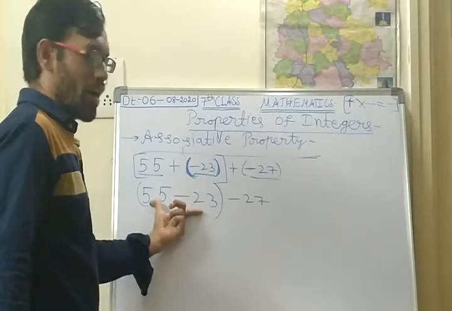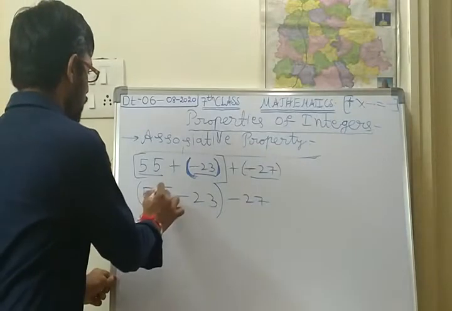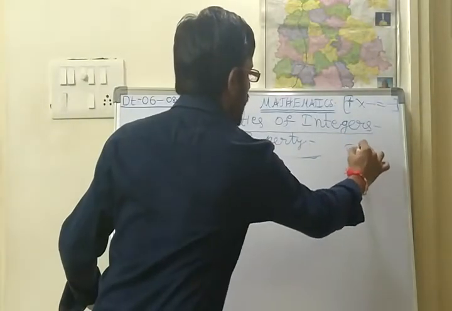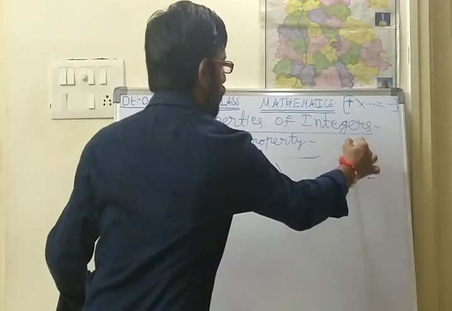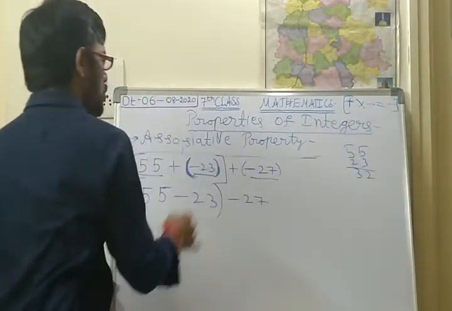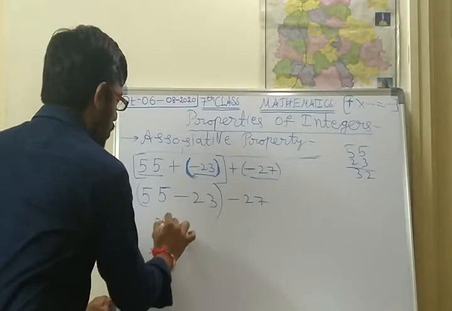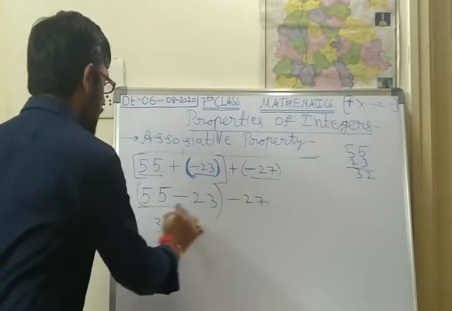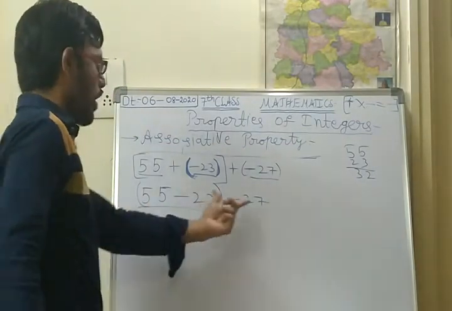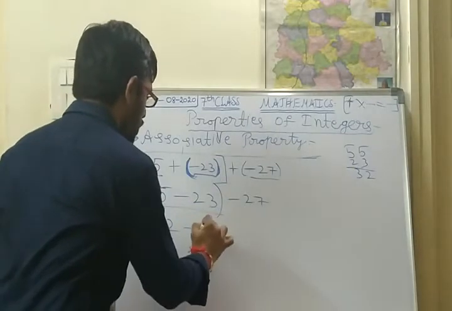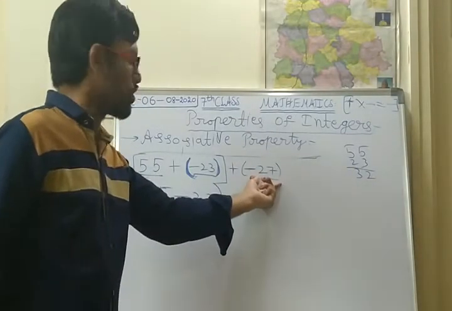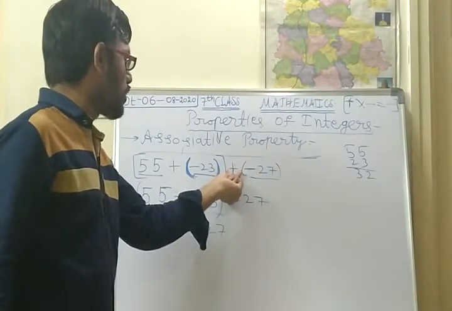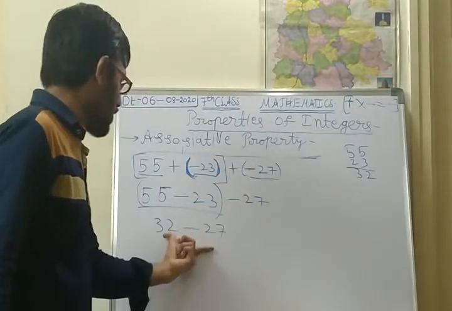So now first do this sum, 55 minus 23. So what is 55 minus 23? You try to do 5 minus 3, 2; 5 minus 2, 3. So what is the answer? 32. So this bracket solution is 32. Now 32 minus 27, because this number is minus 27. Here plus is there, so plus into minus is minus. Like that minus came.